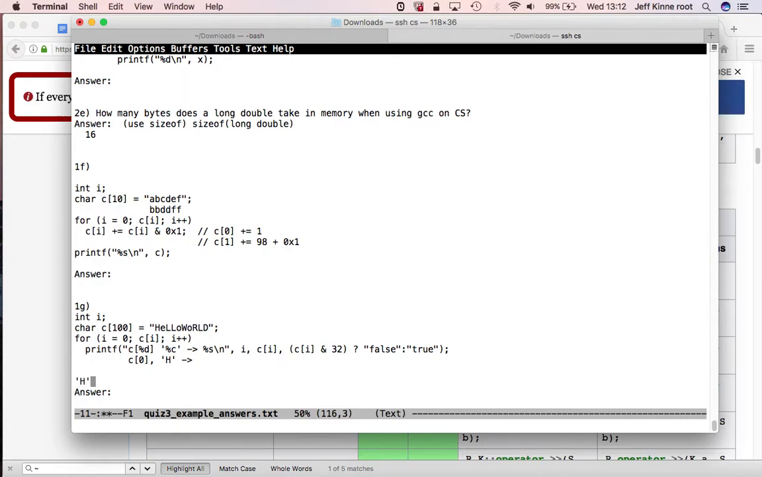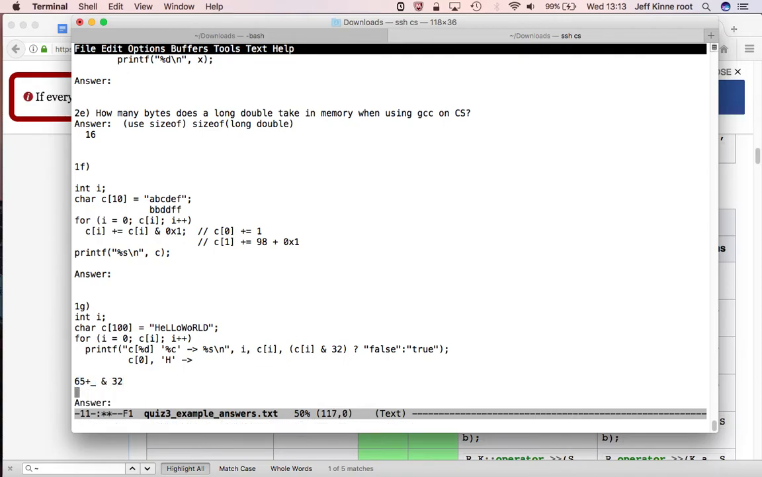So H & 32. We have to look at the ASCII value for H. I'm going to write that as A plus something. I'll just leave it as something for now. Okay, so the ASCII value for capital A is 65, plus whatever H is, whatever spot it is in the alphabet. But if we look at the binary value of whatever this is, it's not going to have a 1 bit in the position for 32.